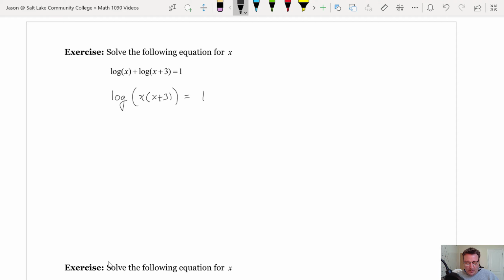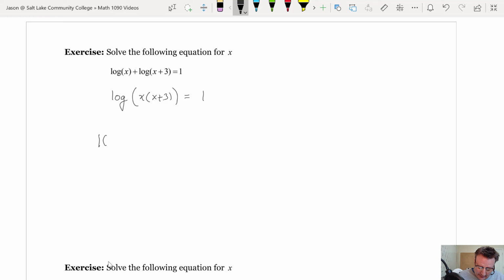Now I want to get those x's outside of the log function. So how do I undo log? And what base of logarithm is this? This is a common logarithm, so it's base 10. So how do I undo logarithm base 10? Exponentiation base 10. In other words, I want to exponentiate both sides of the equation by 10.